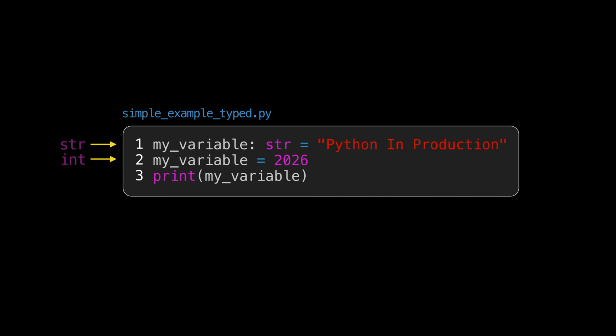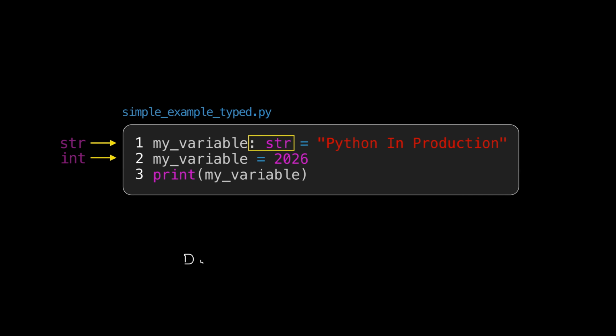Now, let's add a string type hint in the first line. We annotated my variable as a string, but in the next line, we assigned an integer. Now this time, do you think it will still run without errors? Think about it for a moment. Again, yes, nothing magical will happen just because we added a type hint.